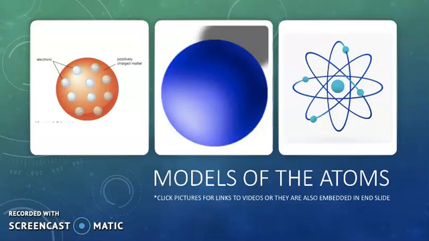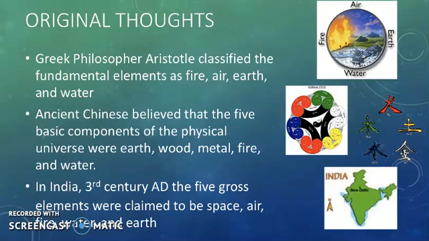Today we're going to talk about the different models of the atom, and also the history behind the different models of the atom. So first, way back in the day, on the original thoughts, Greek philosopher Aristotle classified the fundamental elements as fire, air, earth, and water. Those were the things that made up everything in the universe, so our fundamental elements.